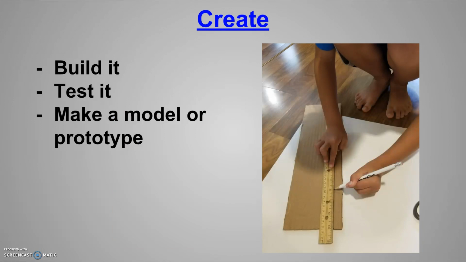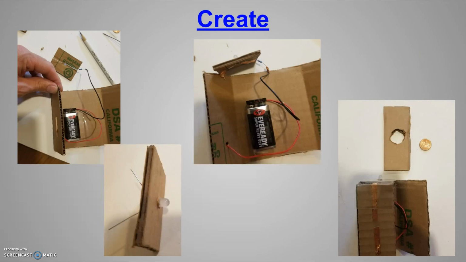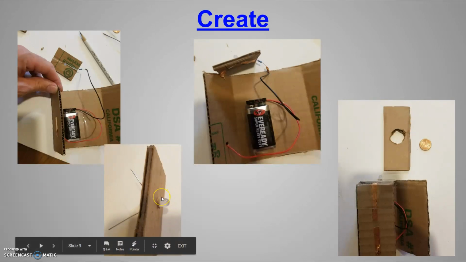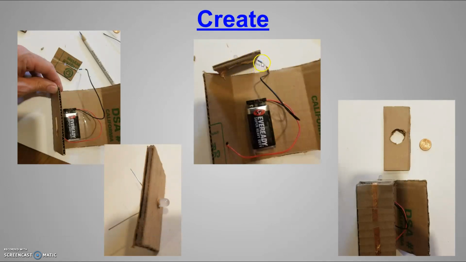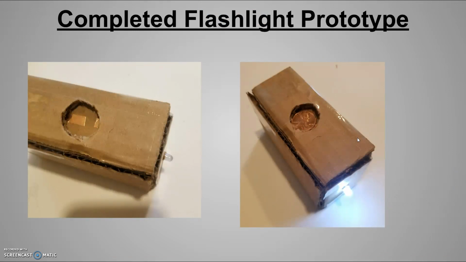We had to build and test it. We decided to make this out of cardboard. You can see there that we have the LED coming through the top of our flashlight. I ended up using a small resistor as well so that I did not burn the LED out. Over here you can see the cutout that I made for the penny to go in and act as our switch. And here's the completed prototype. Right here is where the penny would be dropped in, and that would power on our flashlight.